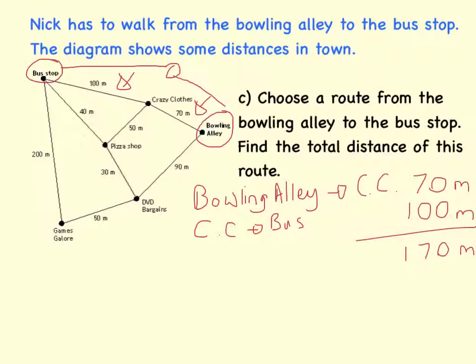You do need to remember that if you are given a choice of things, as you are in this one, choose a route, well, you choose something that's going to be easy for you to work out, and the less things that you've got to add up or take away or multiply or divide, then the easier that it will be for you to get the correct answer.